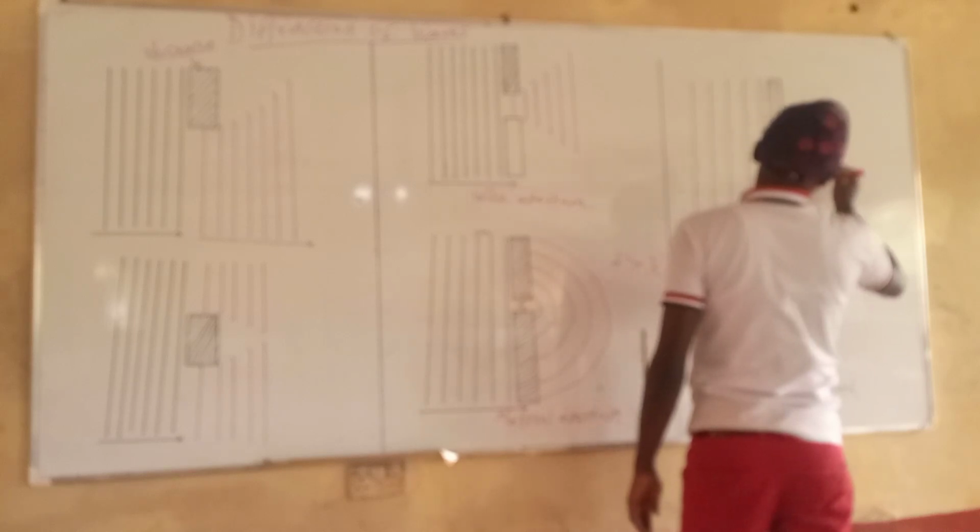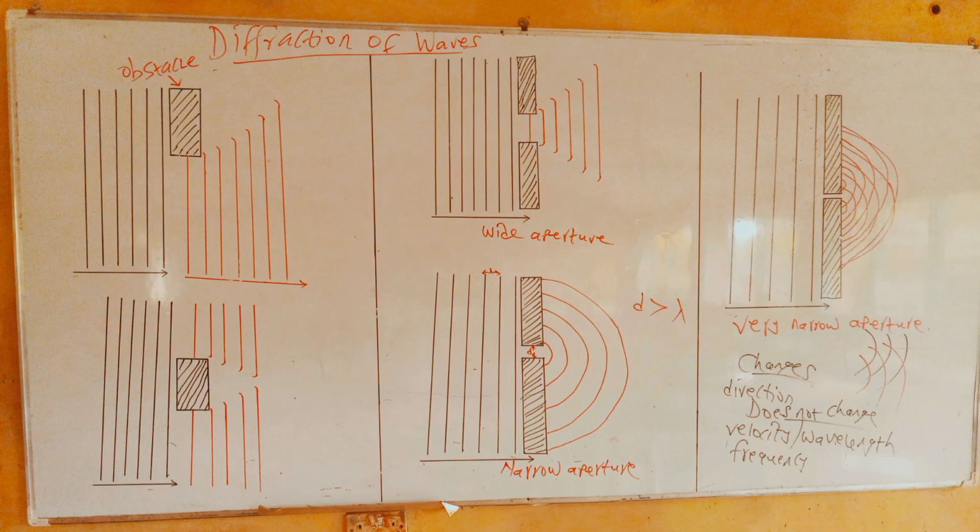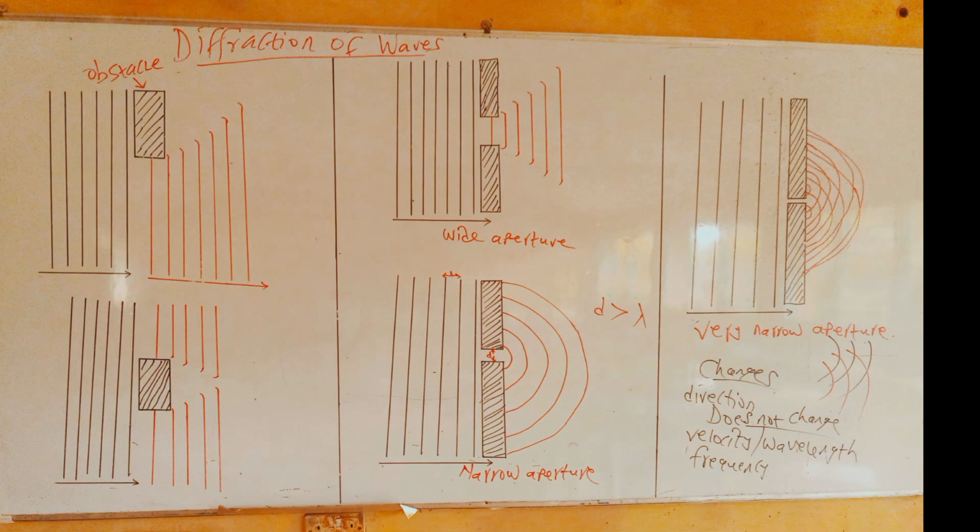Then we have, oh sorry, this one is round. This one is supposed to come from here. Then we have another one for this one.